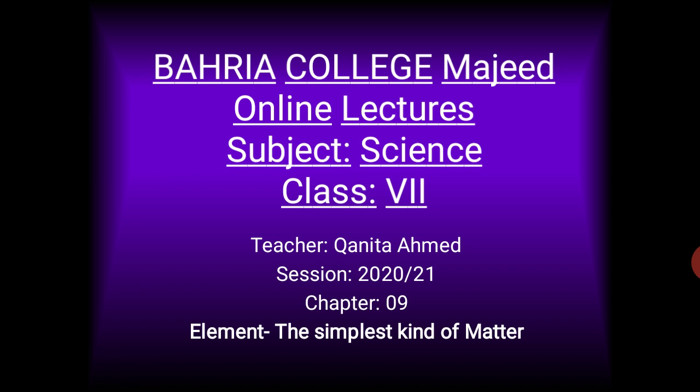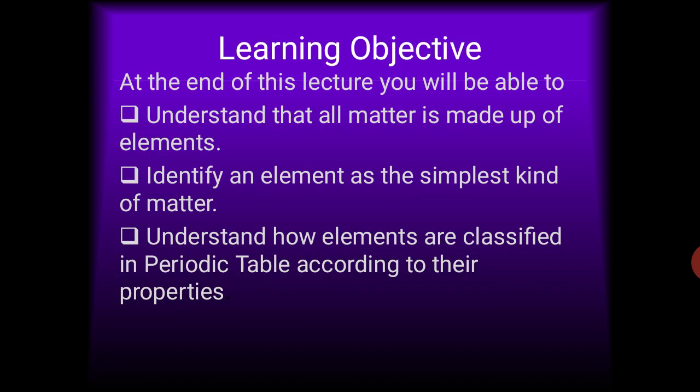I am Kanita Ahmed. Today we are going to learn about elements, the simplest kind of matter from chapter number 9. Learning objective for this chapter is at the end of this lecture you will be able to understand that all matter is made up of elements. Identify an element as the simplest kind of matter. Understand how elements are classified in periodic table according to their properties. Let's start with today's topic.